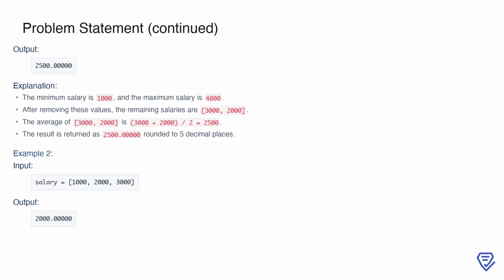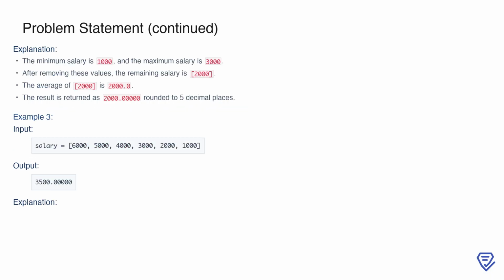For the first example, the input list is 4,000, 3,000, 1,000, 2,000. The minimum salary is 1,000, and the maximum salary is 4,000. After removing these two values, we are left with 3,000, 2,000. To find the average, we add these remaining values, resulting in 3,000 plus 2,000 equals 5,000, and divide by the number of elements, which is 2. The result is 5,000/2 equals 2,500.0. Since the problem requires the result to be rounded to 5 decimal places, we return 2,500.00000. This shows how the calculation works step by step.